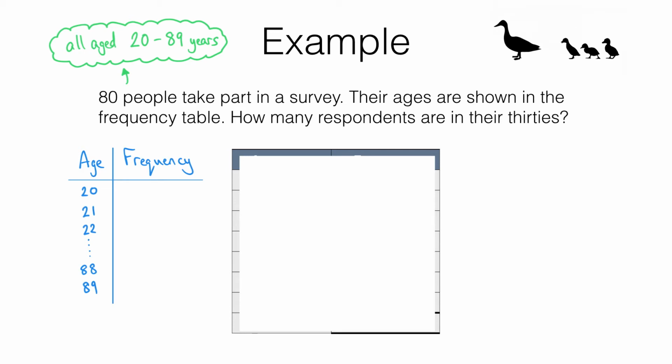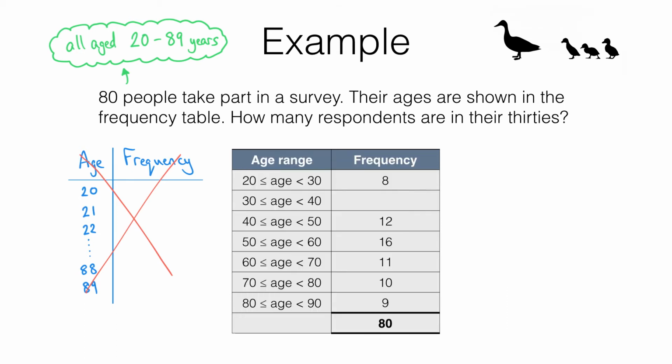So instead of filling in a table like that, what we do instead is use a table like this. In this table, what we've done is grouped ages together. Now, each of these is called a class. In this first class, we are considering all of the people who are aged at least 20, but less than 30. That should make sense when you look at these inequalities, which you've come across before.